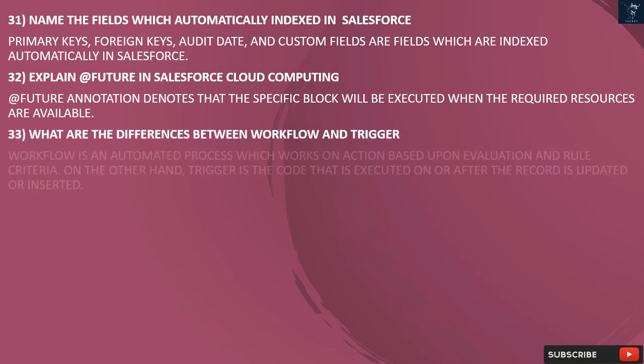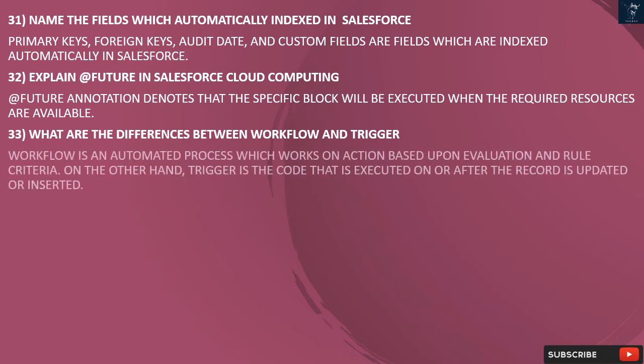33. What are the differences between workflow and trigger? Workflow is an automated process which works on action based upon evaluation and rule criteria. On the other hand, trigger is the code that is executed on or after the record is updated or inserted.